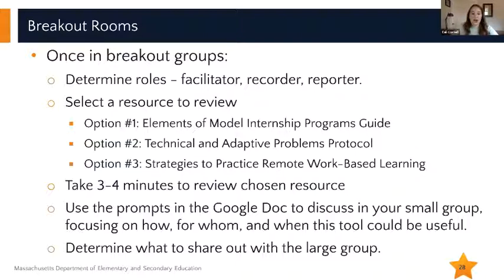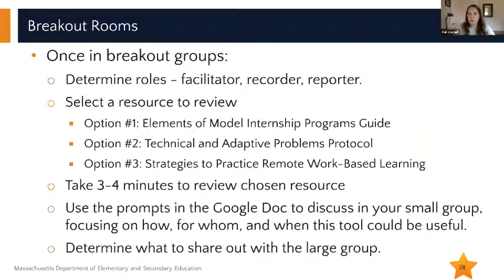We have a number of prompts for you for that conversation. So CCE and DESE staff will be in and out of those breakout rooms or might join some of your rooms, but unfortunately we can't all be in every room to facilitate. So we've given you some prompts within the document I'll share in just a moment. And what we'd really like you to focus on as a group is what resonates with you about the resource.